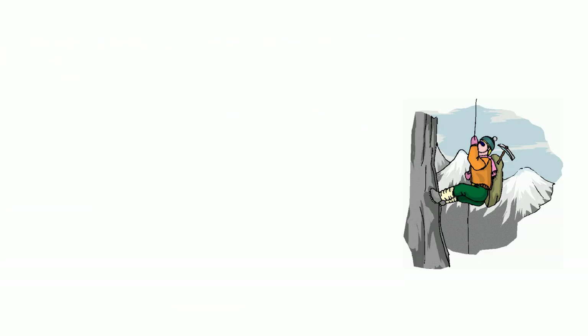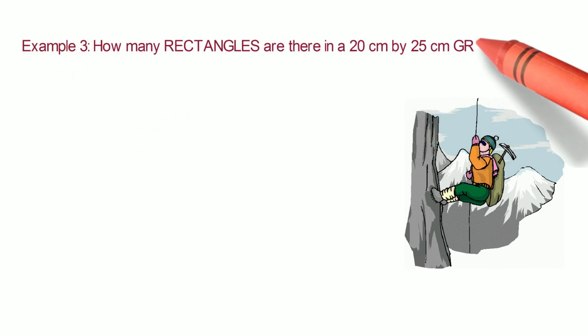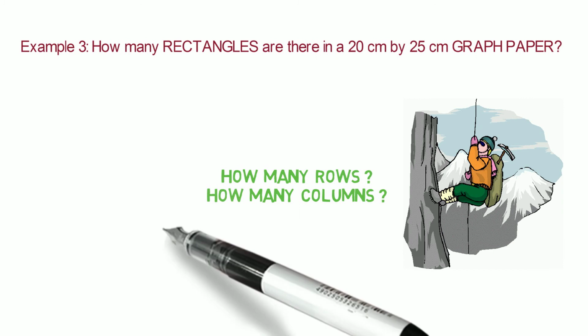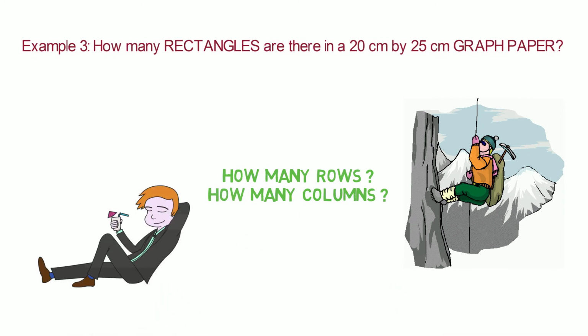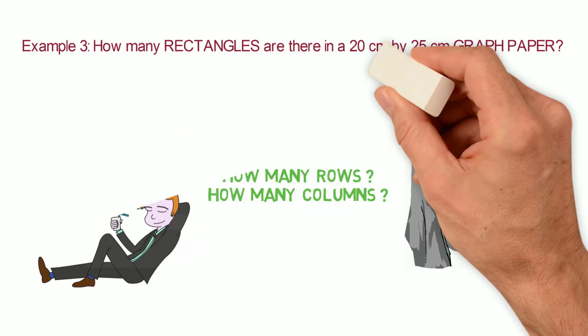Right. So this brings me to one of the most challenging questions that you will ever face in your life, which is to count the number of rectangles in a 20 centimeter by 25 centimeter graph paper. So what are the grid dimensions here? Oh, what a stupid question this is, right? The grid dimensions are obviously 25 by 20. Wait and think, my friends.